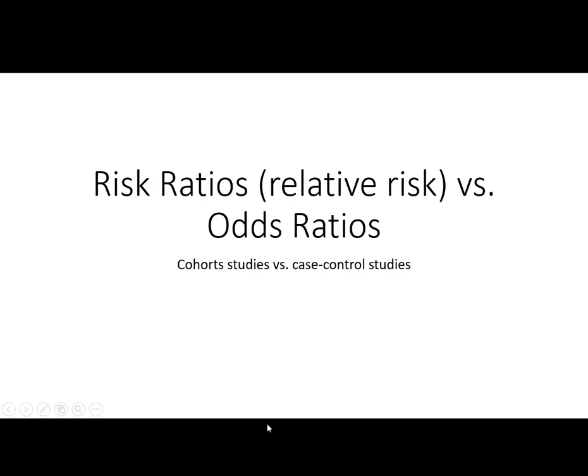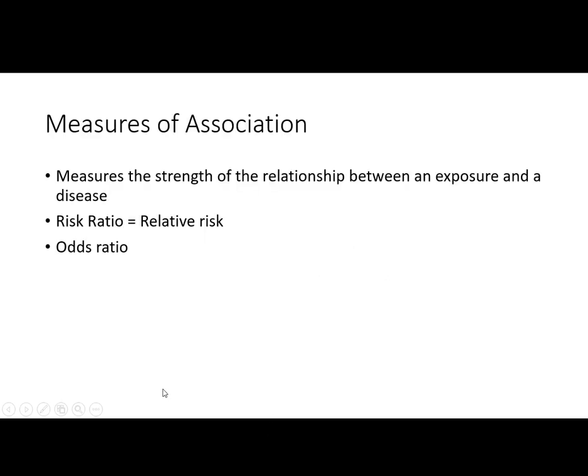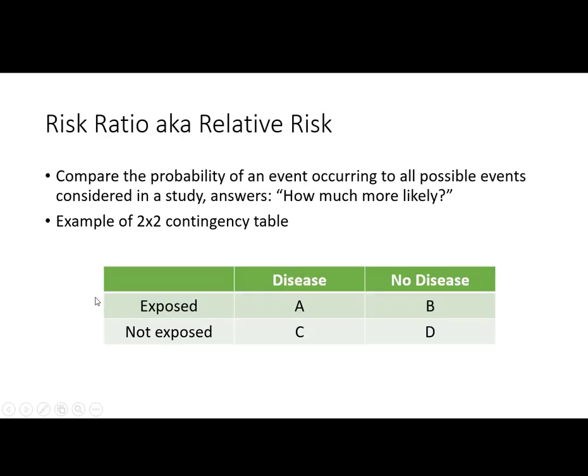Okay, risk ratios, also known as relative risk, versus odds ratios. These are measures of association which measure the strength of the relationship between an exposure and a disease. These two terms are interchangeable, risk ratio and relative risk, and then also odds ratios.